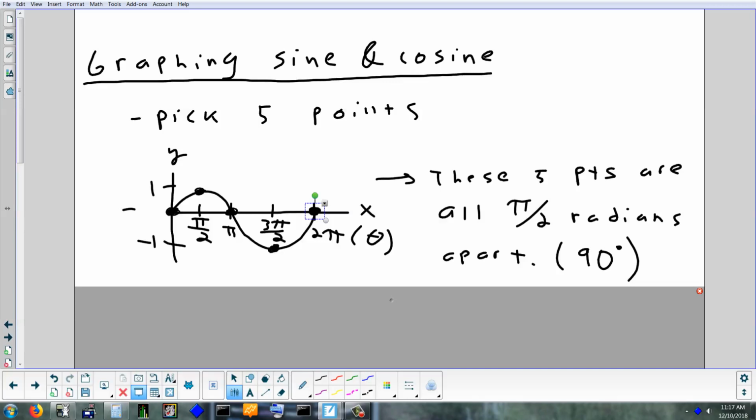Now, if you do it exactly like I said it, you're going to end up with 5 points that are all pi over 2 radians apart, or 90 degrees. So you've got 0, 90, 180, 270, and then 360, you're back at the beginning. So you could look at 360 as the end of this cycle or the start of the next one. It's both.